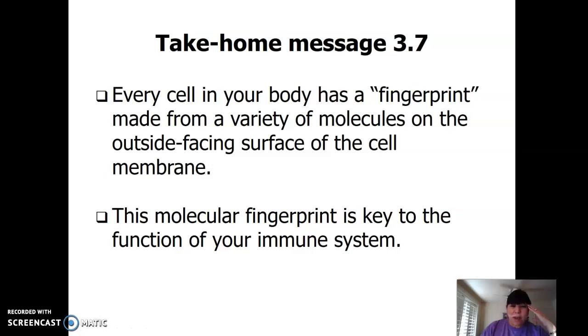So every cell in your body has a fingerprint, made from a variety of molecules on the outside surface of the cell membrane. All right, we're going to go ahead and stop here and then talk about movement through the cell membrane.